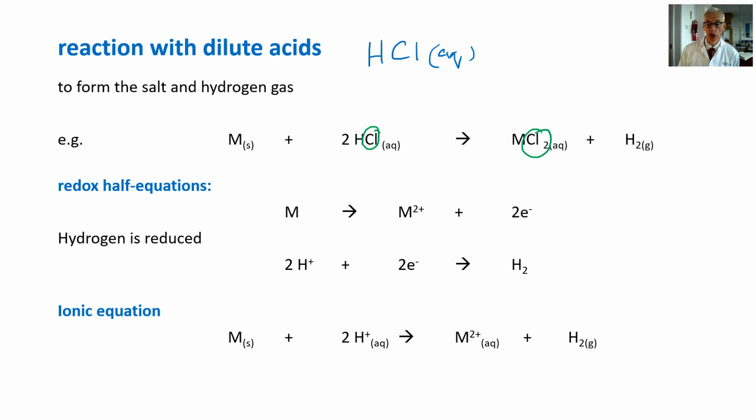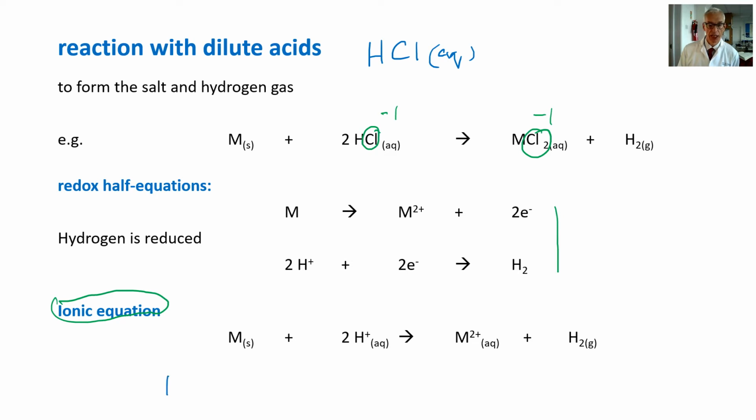It does not change. We've got a chloride ion here at -1 and a chloride ion here at -1, or 2 chloride ions on the left hand side and 2 chloride ions on the right hand side. They have not undergone any change. They are spectating. So they are not included in the ionic equation, which is simply the sum of the 2 redox half equations here. Now this reaction also very clearly shows the trend in reactivity.